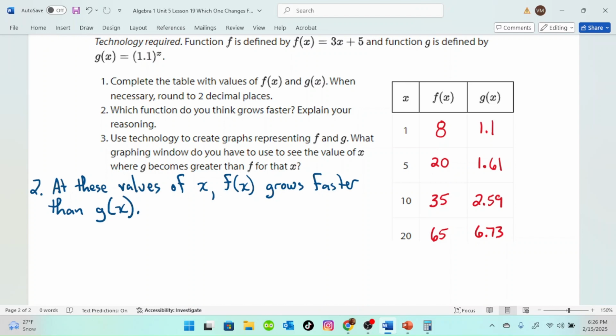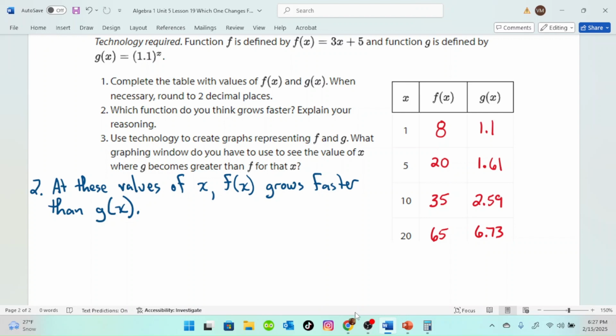Now, number 3 wants us to use technology. So for us, that will be the Desmos.com calculator. And they want us to create graphs representing f and g. And then they ask us, what graphing window do you have to use to see the value of x where g becomes greater than f for that value of x?